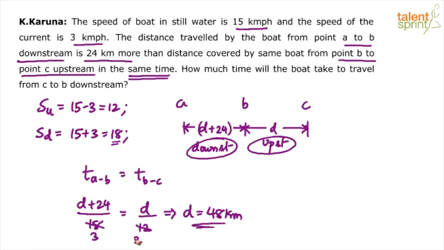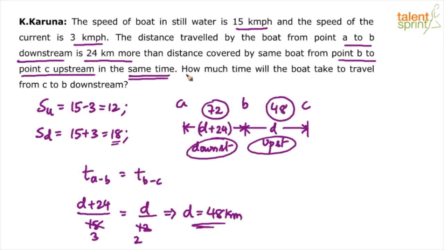Yes or no? 2D plus 48 equals 3D. So 3D minus 2D, D equals 48 kilometers. We have got the distance, 48. If this is 48, what will this be? Downstream will be D plus 24, which is 72. Are you able to follow? 48, and 48 plus 24 is 72.